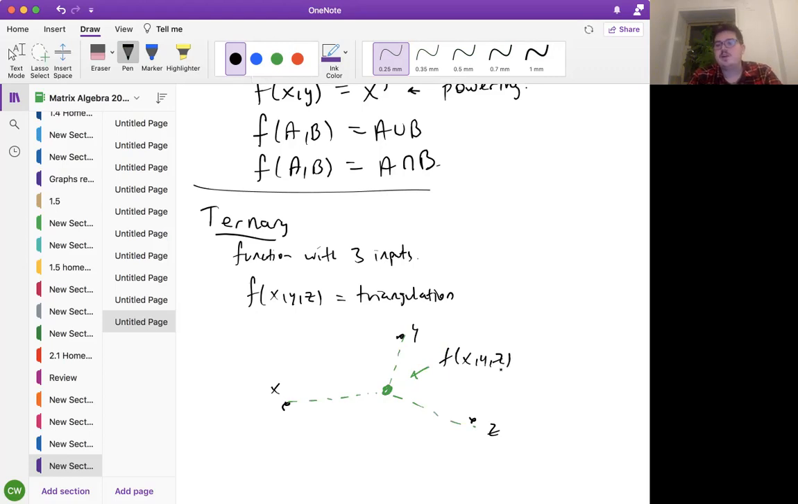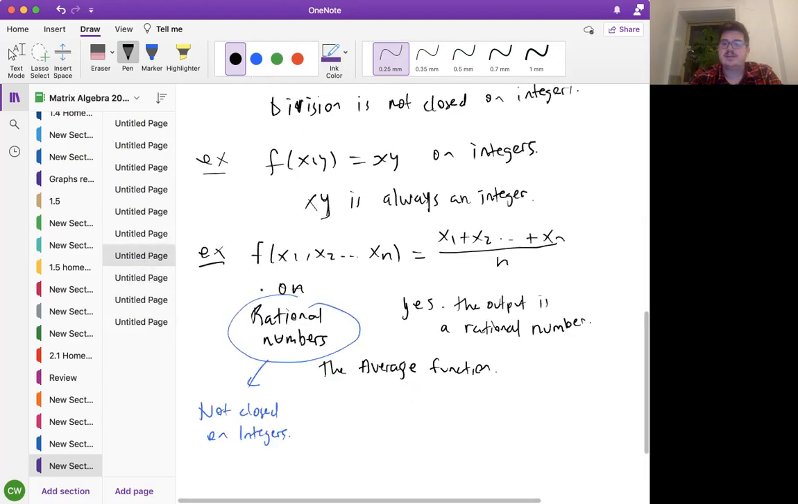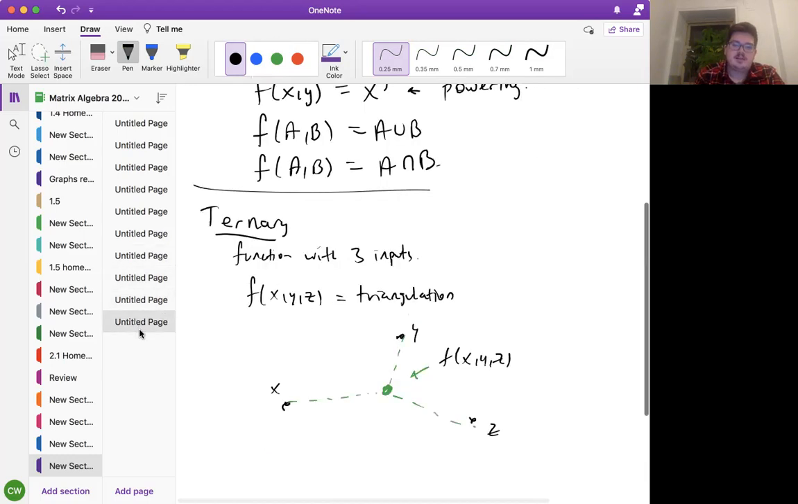So there are examples of functions with more than two inputs. For example, that average function that we talked about earlier would be a function on n inputs. We're going to focus on just functions with one and two inputs, but just so you know, there are ones with more inputs. Okay, questions on that? Binary, unary, etc.